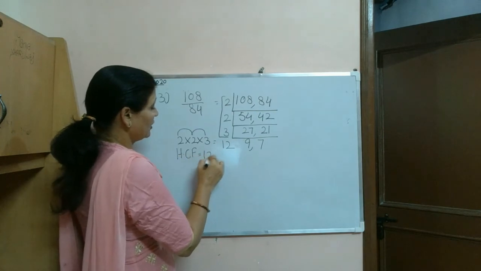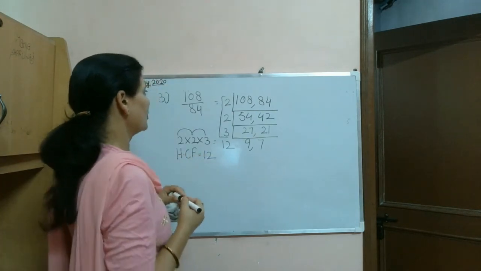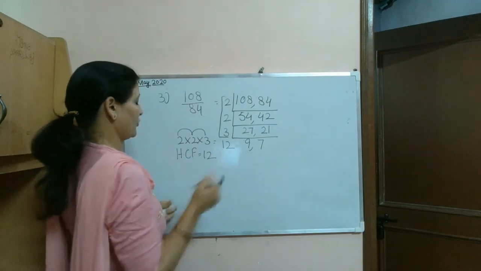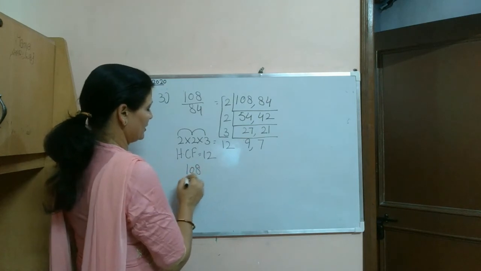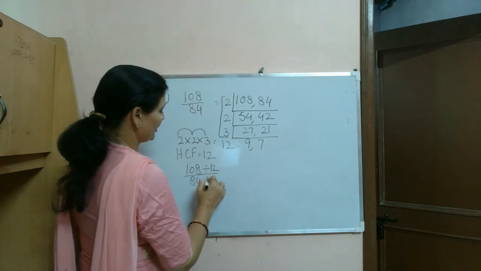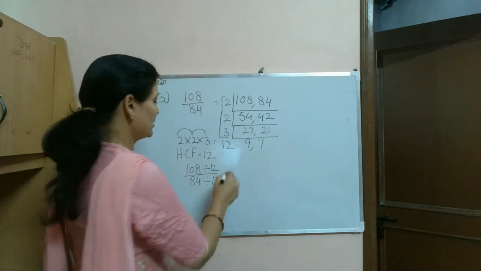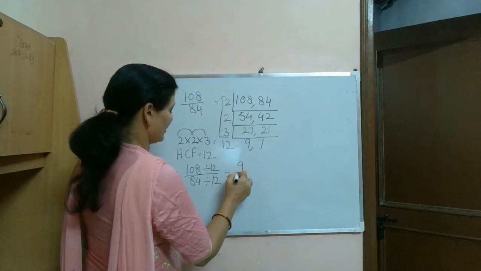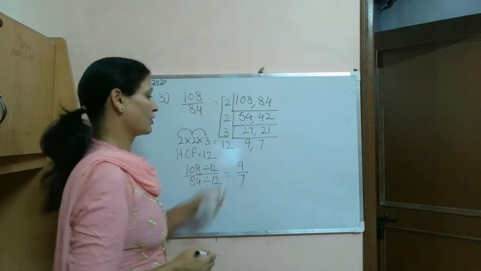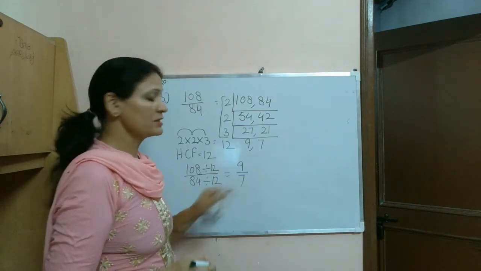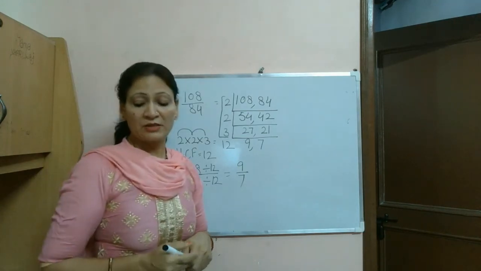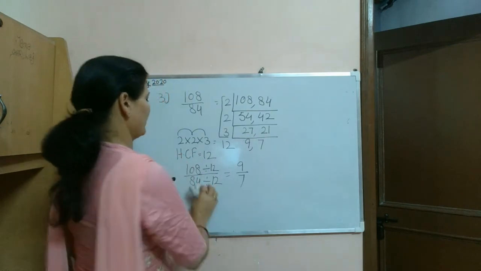The HCF is 12. If we divide the fraction 108 upon 84, in both numerator and denominator by 12, so 12 9s are 108, 12 7s are 84. We have got 9 by 7. Answer is 9 by 7. So students, we are taking one more example.